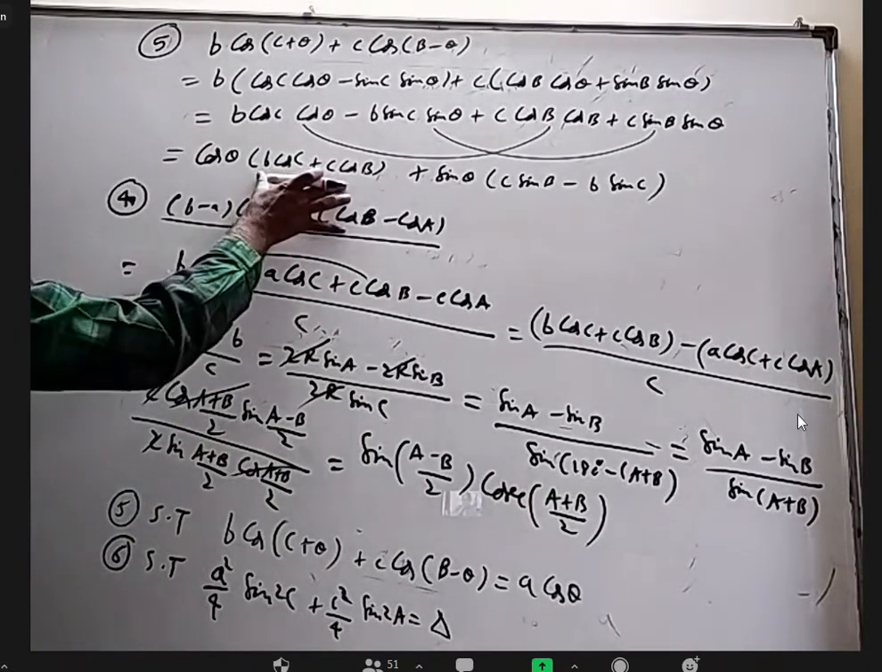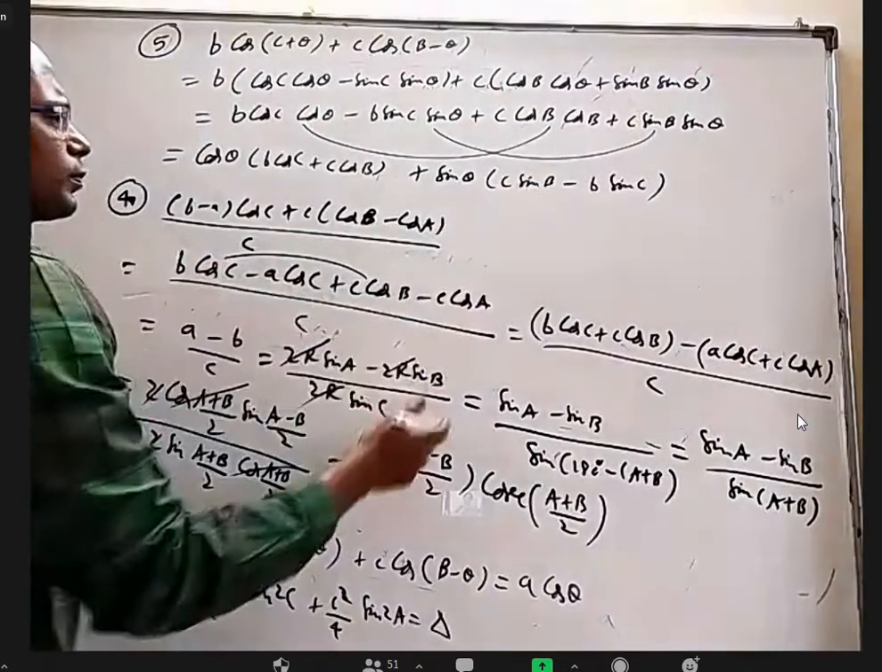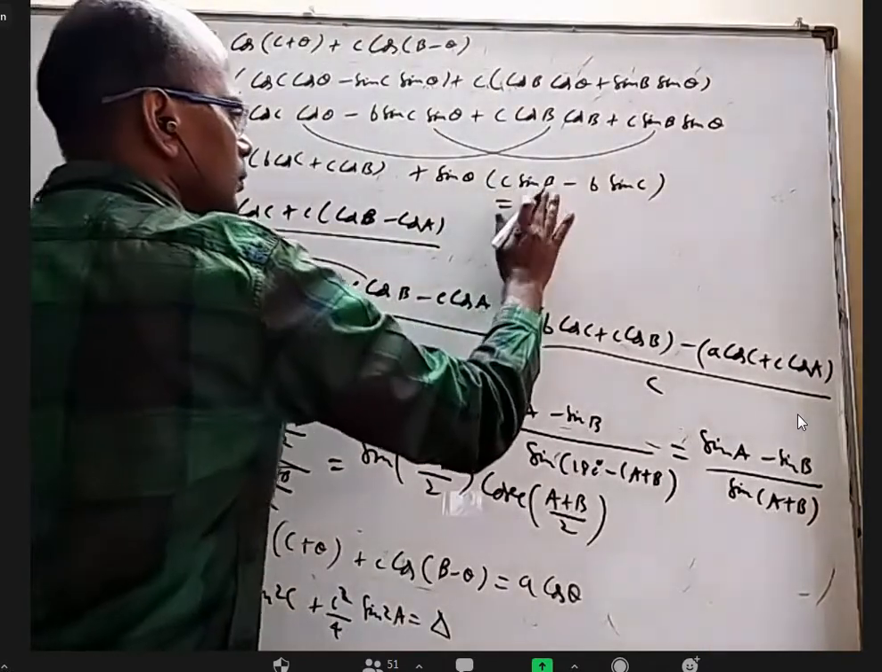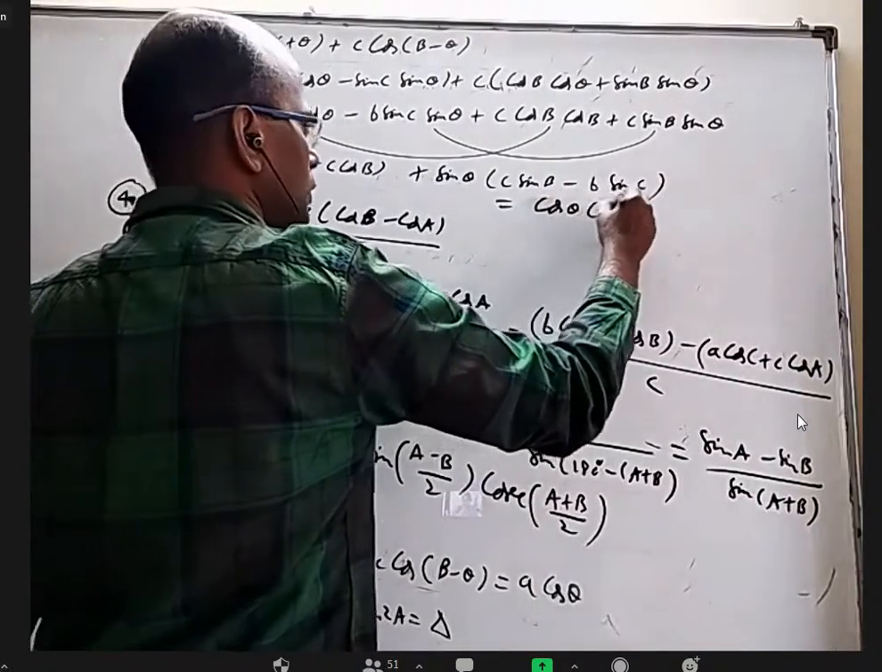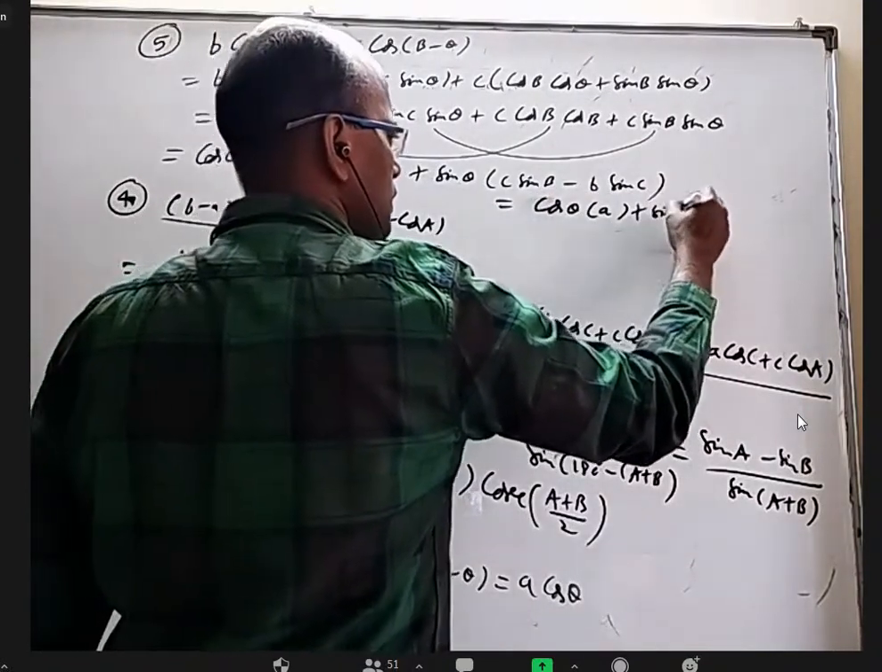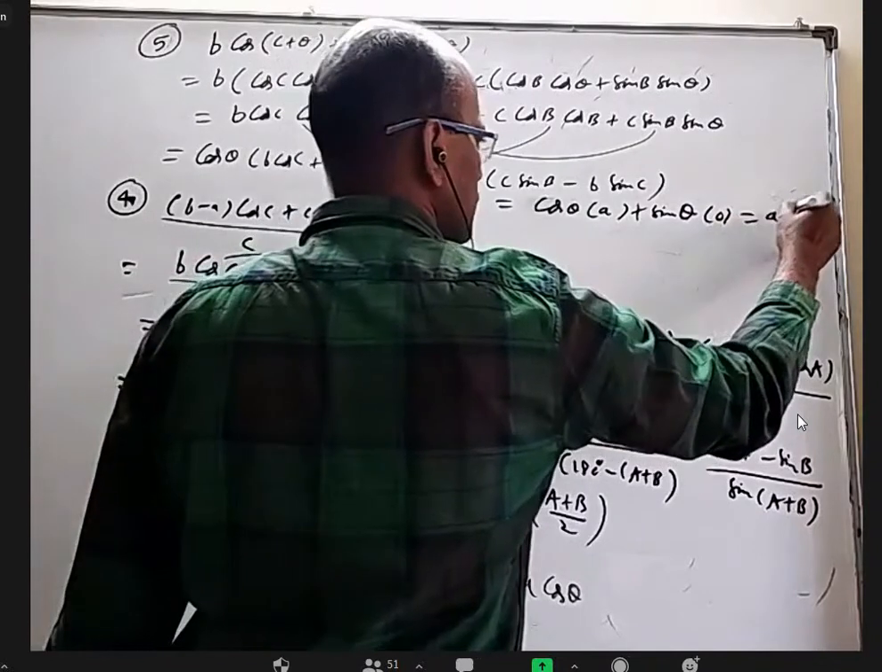This is A by projection rule and this is 0 by sine rule. So I'll get cos theta into A plus sin theta into 0, which is A cos theta.